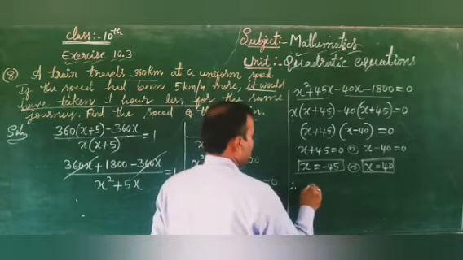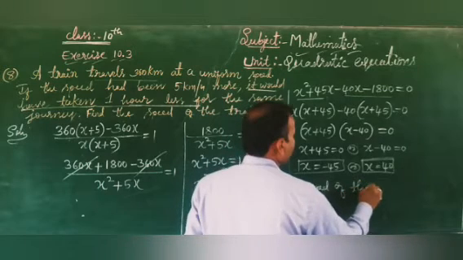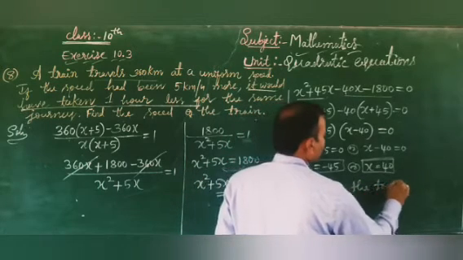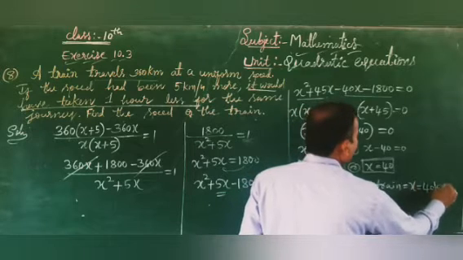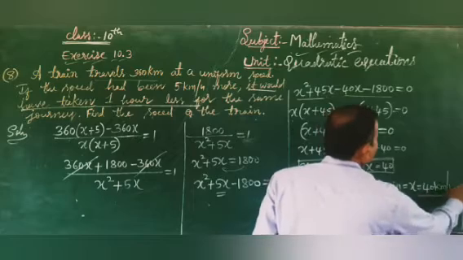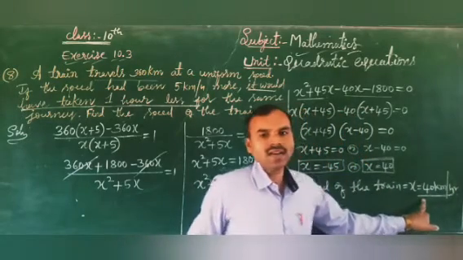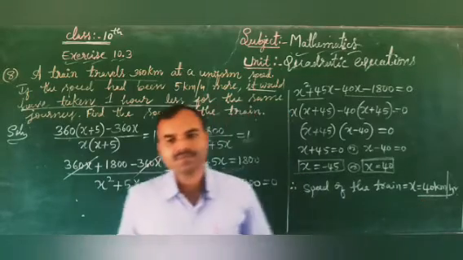Therefore, the speed of the train, because x equals 40, is 40 kilometer per hour. This is the speed of the train according to the conditions.